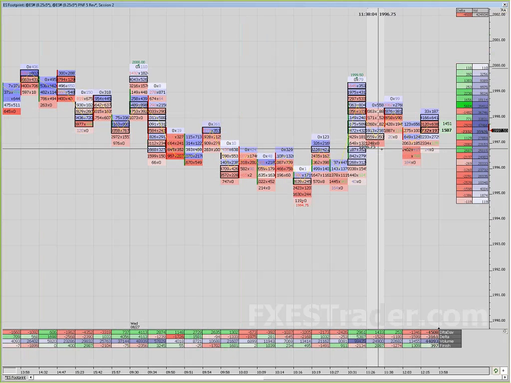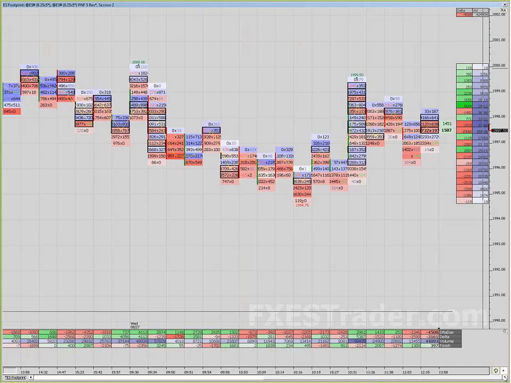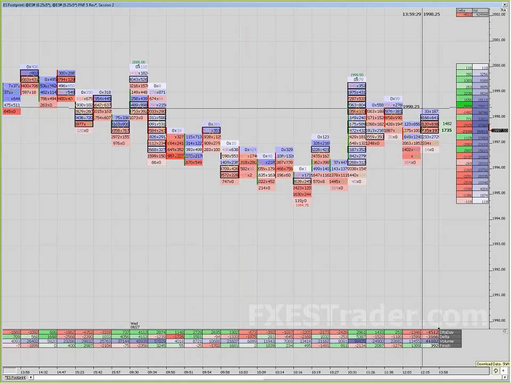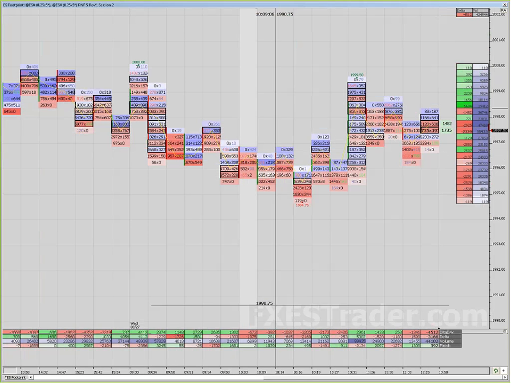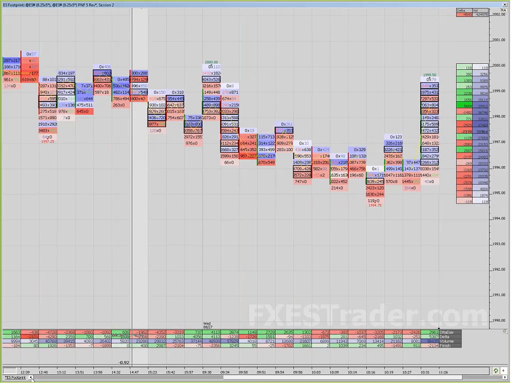So you always want to just be on the lookout for incomplete auctions. Notice we have one here, but it's 2 p.m. New York time right now, and just not a lot of order flow going on. Let's see what else I can point out here as we scroll back.